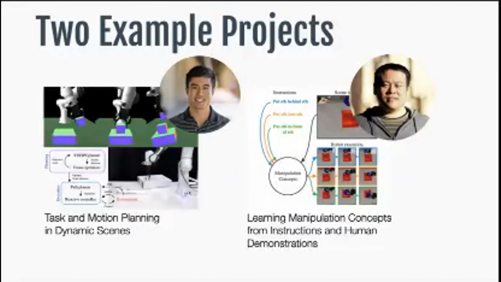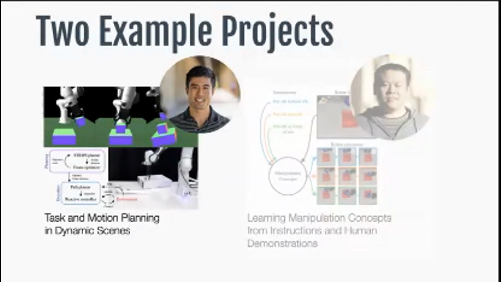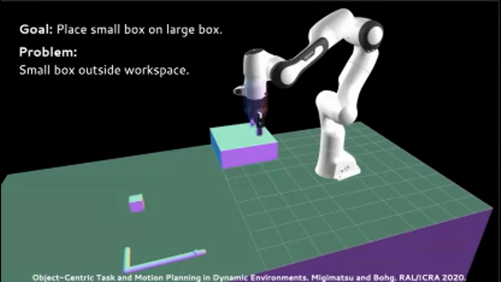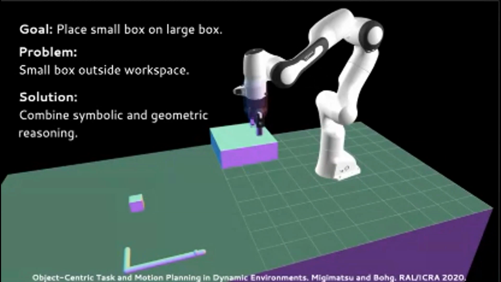Okay, so let's start with Toki's project on task and motion planning in dynamic scenes, which, by the way, does not have any learning in it as of now. Okay, so what do we want to achieve here? This is an example task the robot has to solve, which I'm sure is very familiar to many of you. So basically, the robot wants to place the small box on the large box, but the problem is the box is outside of the robot's workspace.